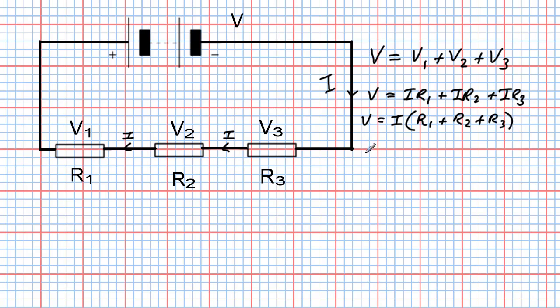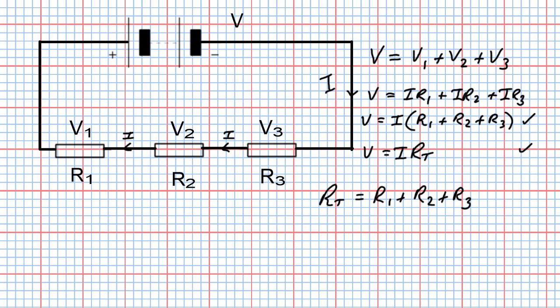But we already know that V should be equal to the current I flowing in the circuit times the total resistance RT. So if we compare this line and this line, we have that the total resistance of a series circuit consisting of resistors connected in series is really the sum of all those resistors. So if we add on a fourth one, we could add on R4, R5 and so on. In fact, we could add on all the resistors in series to give us the total resistance RT.